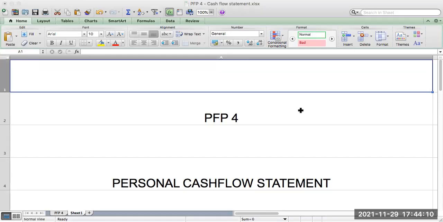Hello. Today we're going to go over PFP4, which is your personal cash flow statement. We're just going to walk through this step by step so you can get a better idea how to do this assignment before you submit it.